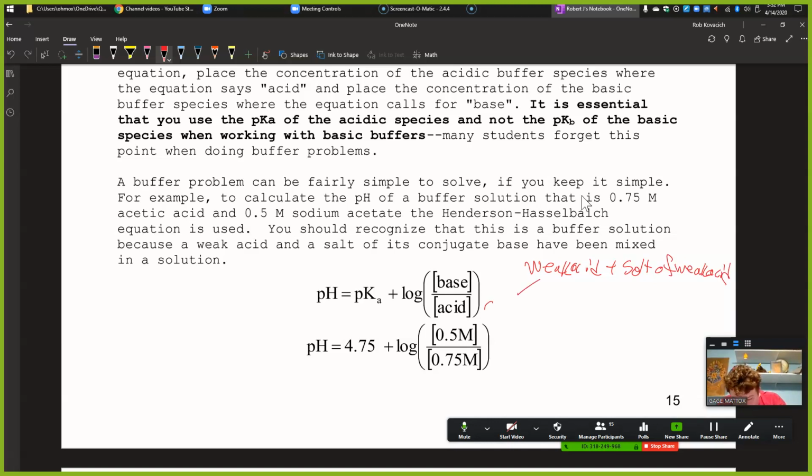So I'm going to say we've got CH3COOH. So that's acetic acid. So great, I got a weak acid. What do I mean by salt of weak acid? The ionic one. I take the H off and I put a sodium on. And now I've got the salt of a weak acid. I need those two things.